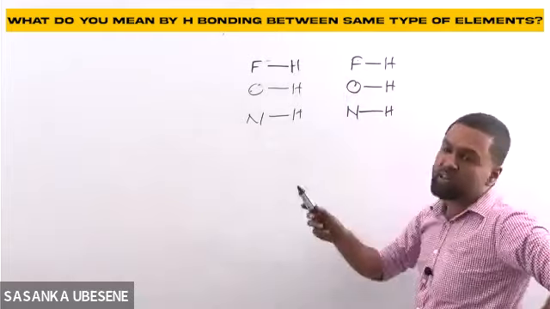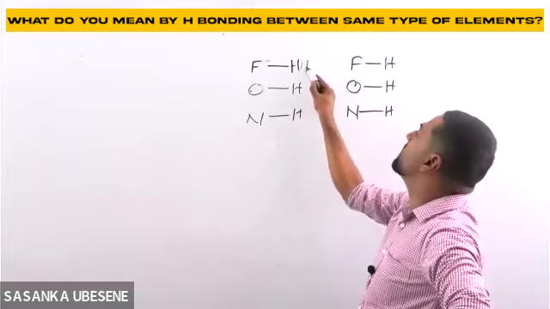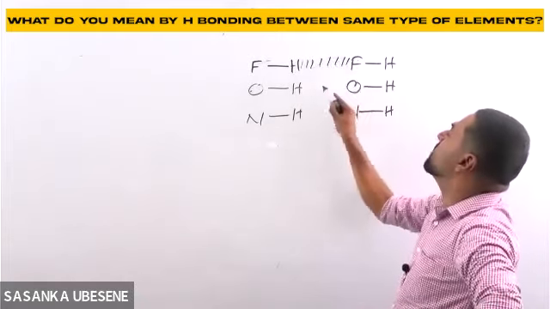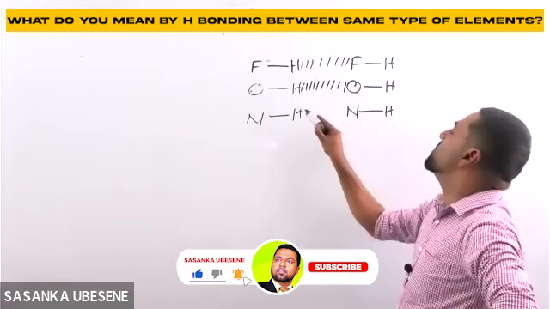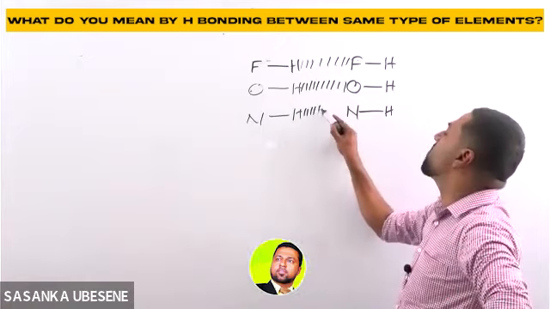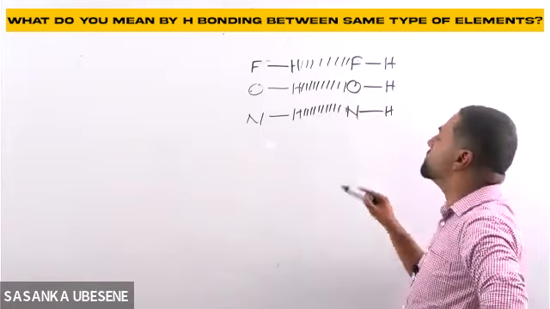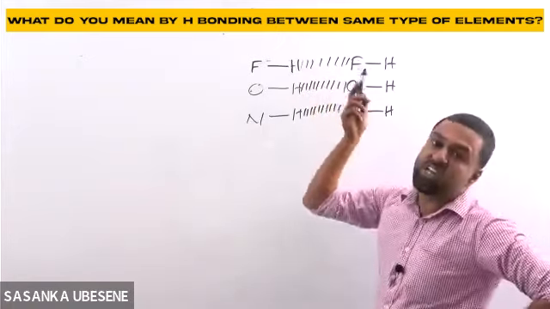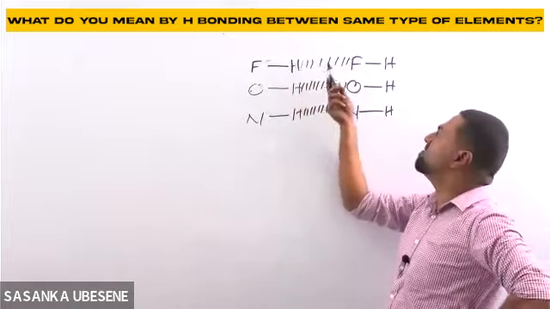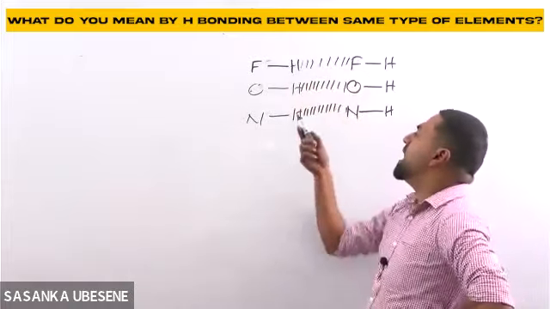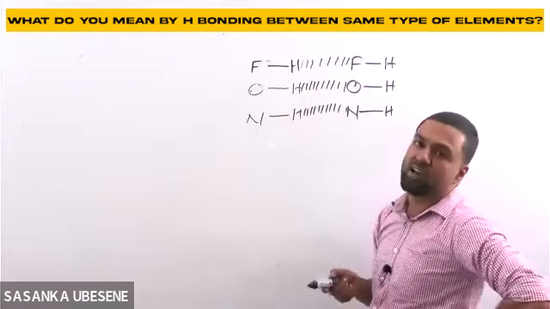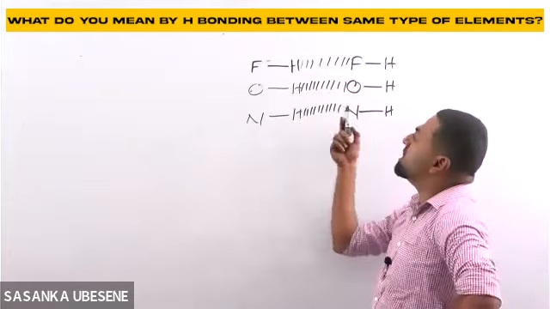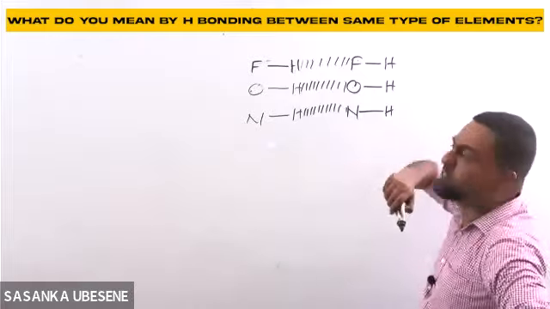So you can produce hydrogen bonds between hydrogen and fluorine, between hydrogen and oxygen, and between nitrogen and hydrogen. For example, between HF molecules you have this type of hydrogen bond, between water molecules you have this type of hydrogen bond, and between NH3 molecules you have this type of hydrogen bond.